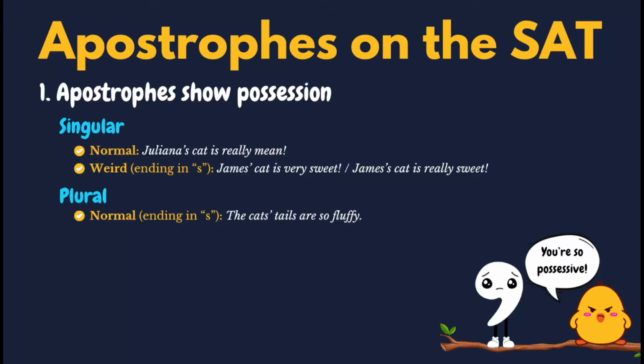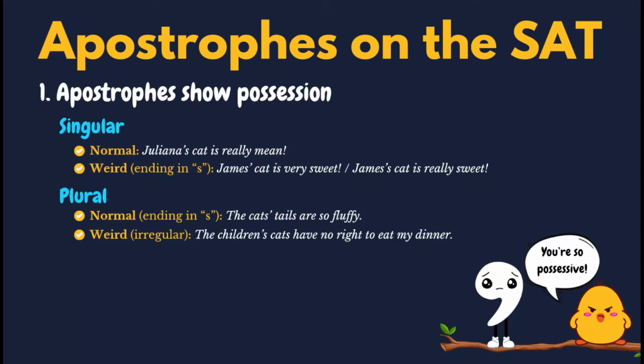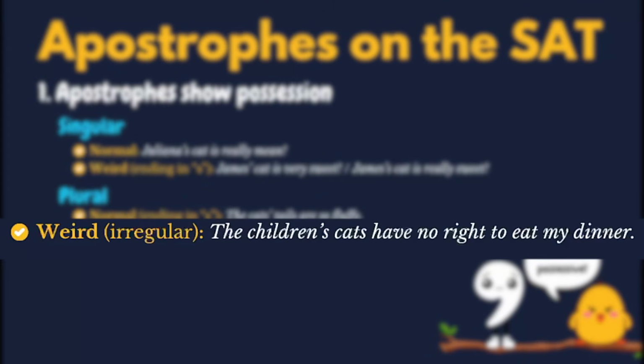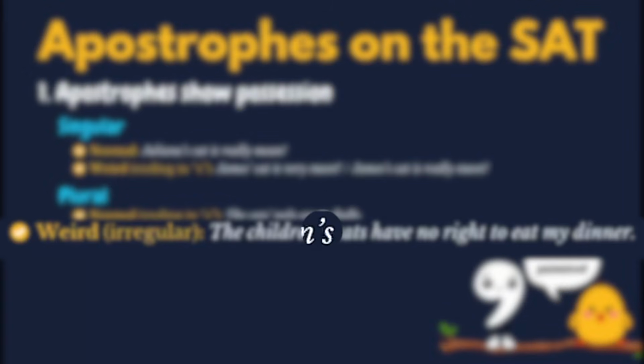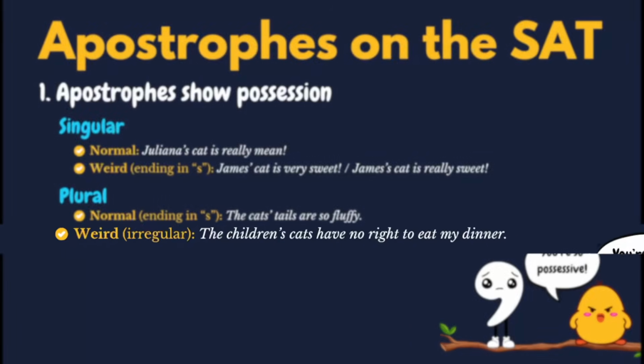Now there's weird ones. If a plural noun does not end in an S, it is weird. The technical term for this is irregular for all my fancy pants students out there. You know who you are. And for those irregular plural nouns, we're gonna do the same thing that we would do for singular nouns. Just an apostrophe, and then we add an S. So since children is already plural, we could say the children's cats have no right to eat my dinner, right? More than one child is children.